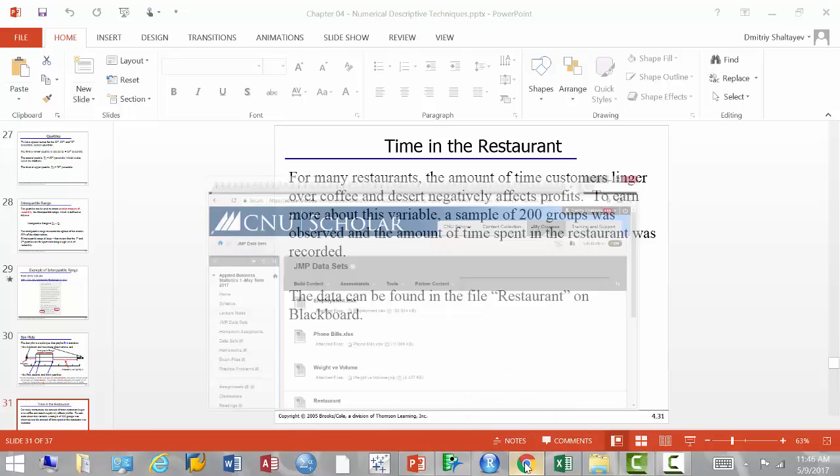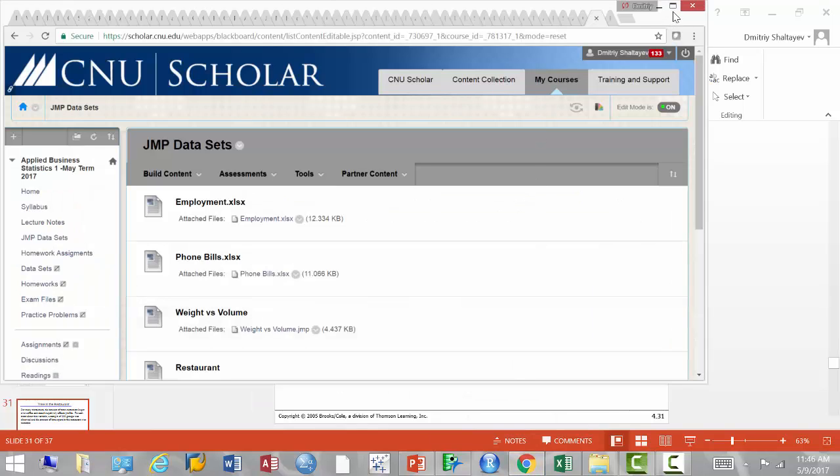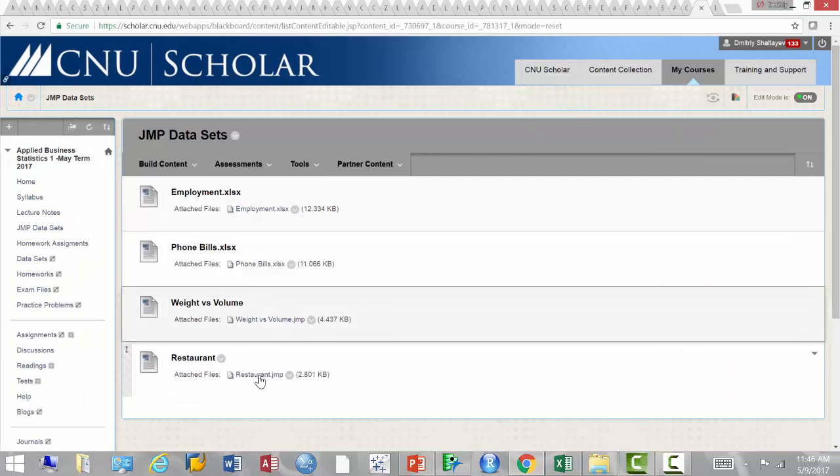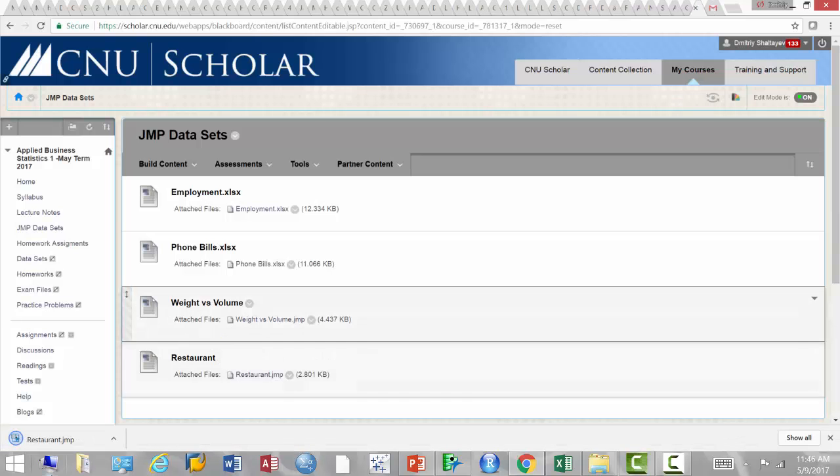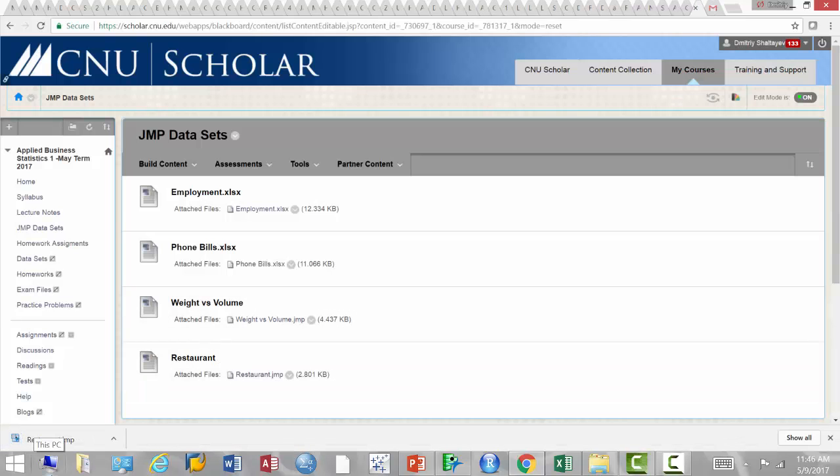So let's go to the Scholar, and here is the JMP file. So I converted that to JMP. All the data are there, 200 observations. So download the restaurant.jmp. So in Visa, you have to save it into a directory and then open it from Visa. You can open it directly, just pop right into JMP automatically.